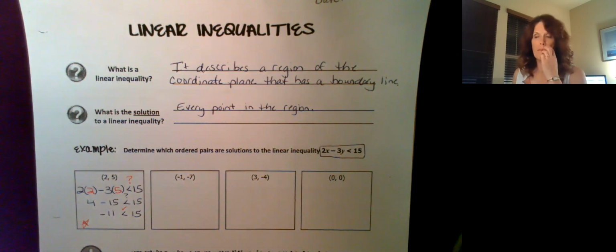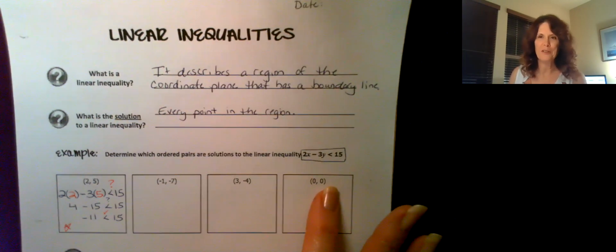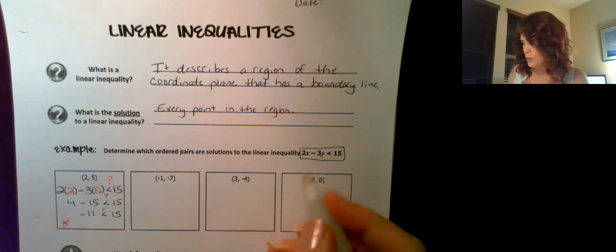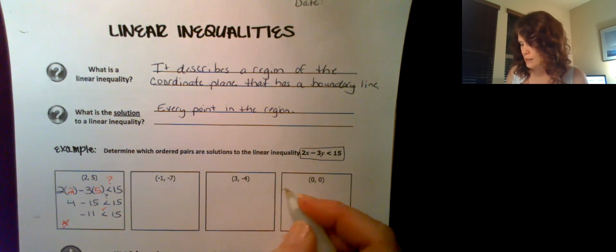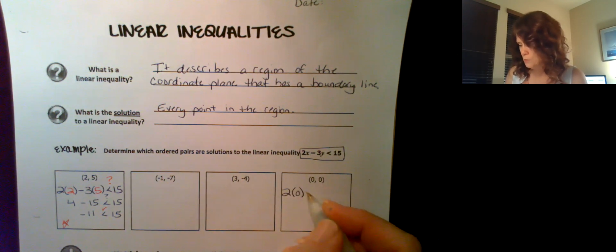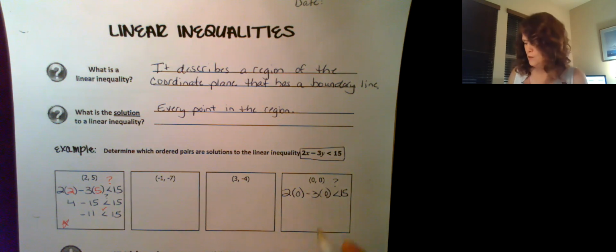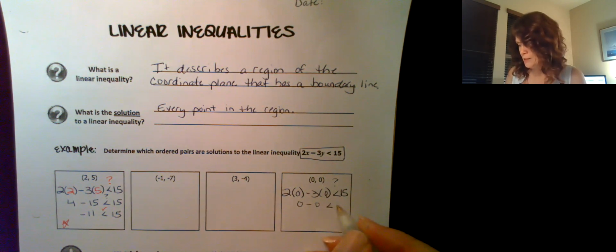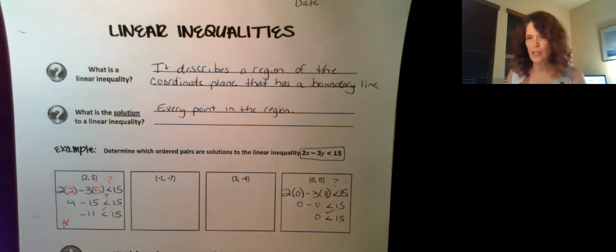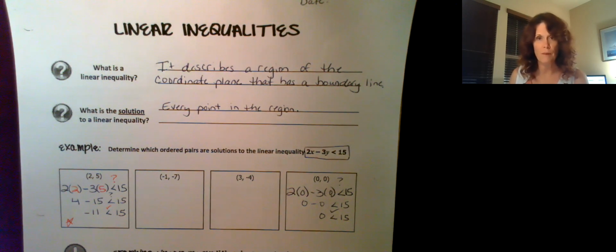I'm not going to do two, but let's do maybe just one more. (0, 0) is pretty quick to check. Is 2 times 0 minus 3 times 0 less than 15? Well, 0 minus 0 is 0, and 0 is less than 15, so that checks also. So it is a solution as well.